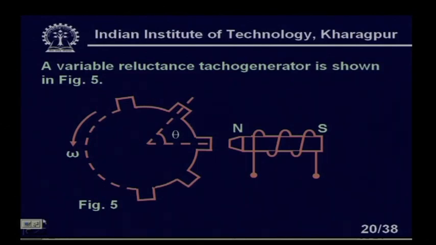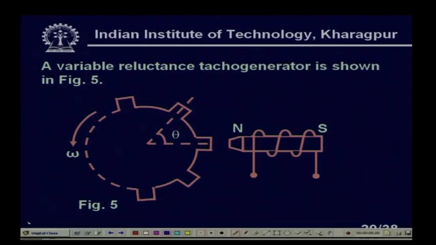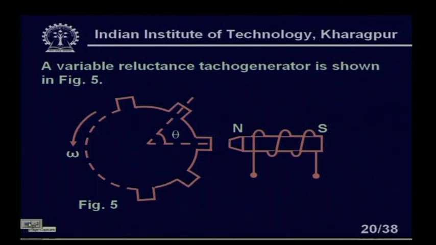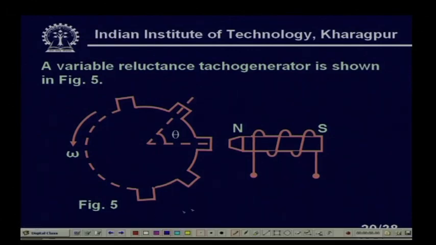Now, you see what will happen: a flux will be developed, is it not? How does it look? Let me choose another color. So, the flux will look like this, it goes like this, like this, in this direction, is it not? Then what will happen?